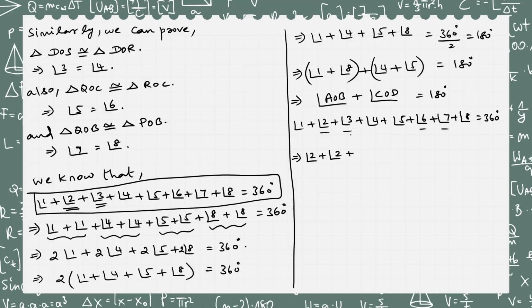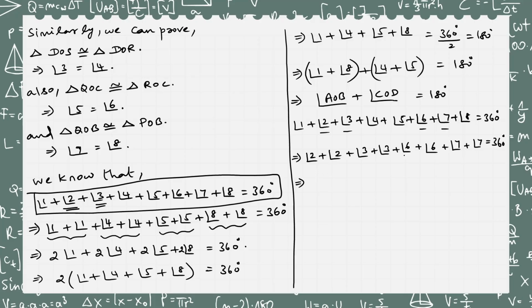The same way, I am going to keep angle 3, angle 4 is equal to angle 3 only, so we can replace 4 with 3. Same way, I am going to keep angle 6 here, so angle 5 is also equal to 6, so we can replace that with 6. Same way, 7 I am going to retain, since 8 and 7 are equal, 8 also can be replaced with 7. So the total is 360 also.